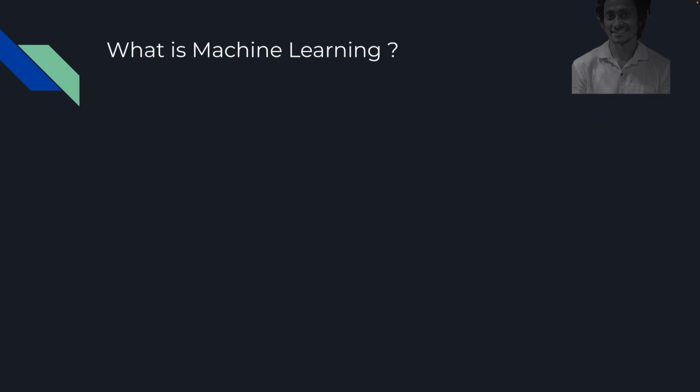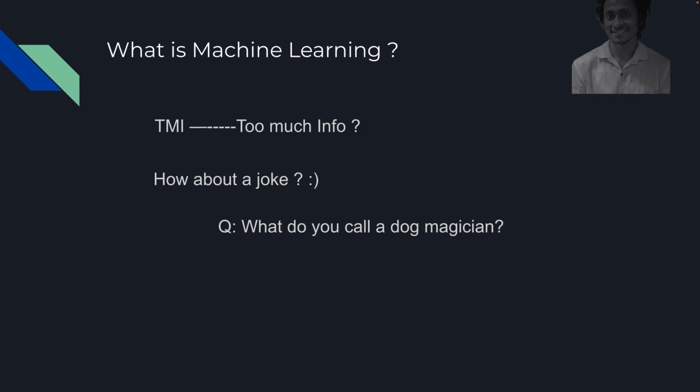Great. Okay, so do you feel there is too much information? Well, how about a joke? So let me ask you a question. What do you call a dog magician? What do you call a dog which can do magic? Can you think about it for a few seconds? It's called a labracadabrador.